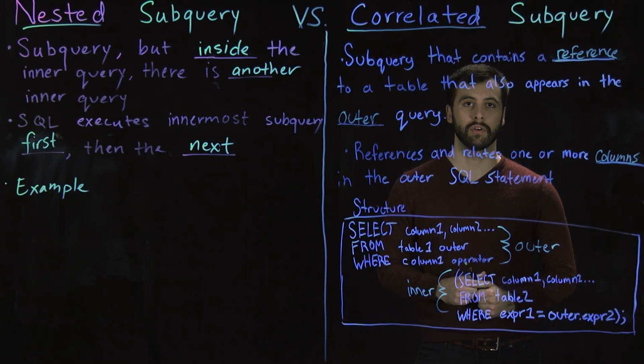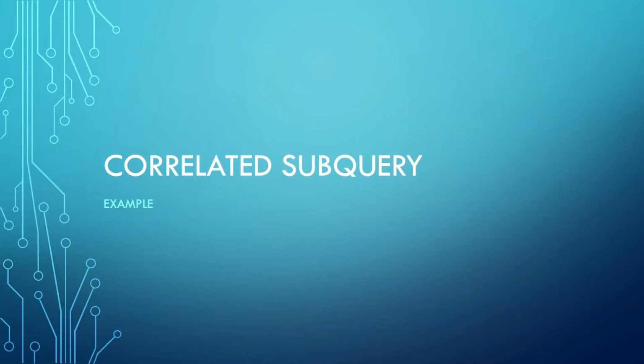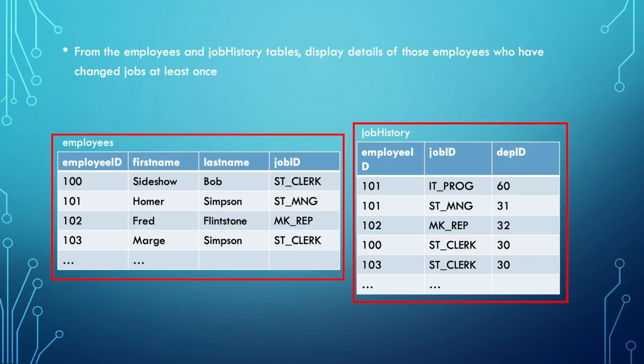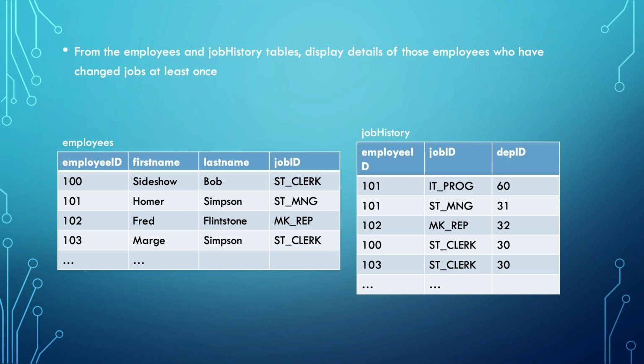Let's take an example of a correlated subquery. In this example, there's two tables, an employees table and a job history table. I'm trying to find employees who have changed jobs at least once. To do this, we have to use the following statement.